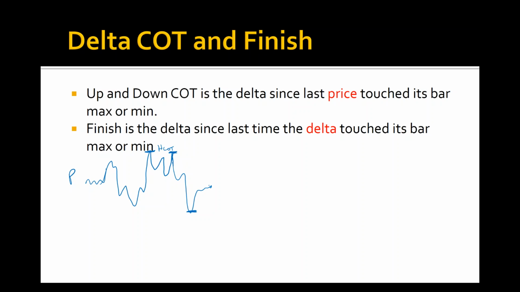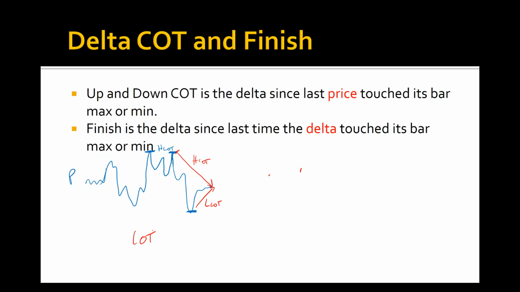So the high cut will be the delta between the high of the bar and the close. So it will be the delta between this point and this point, high cut. Okay, and the delta on the other side, the low cut here, will be the delta between the low of the bar and the delta at the close of the bar. So this is the cut.